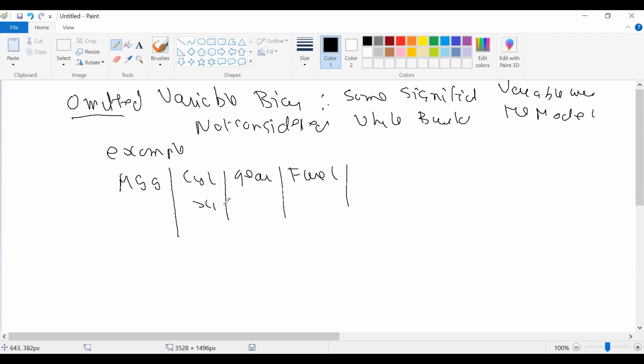Let me say you have built your model using these 3 variables. And then the weight of the car was not included. Then weight of the car is a very significant parameter. If the weight is more, the MPG will be less, but let me say the weight was not used.